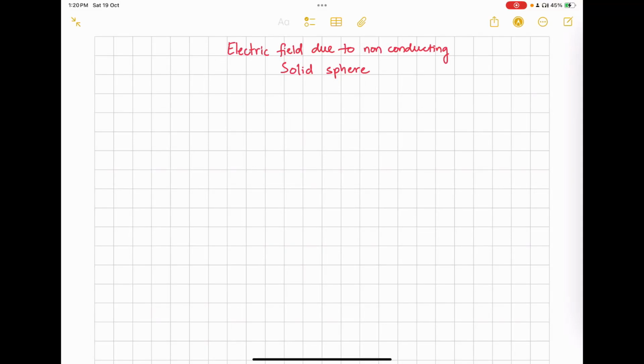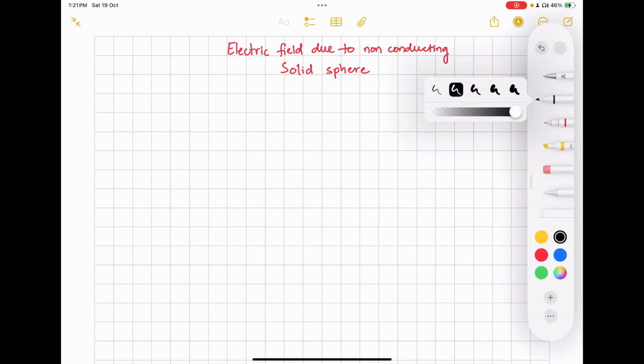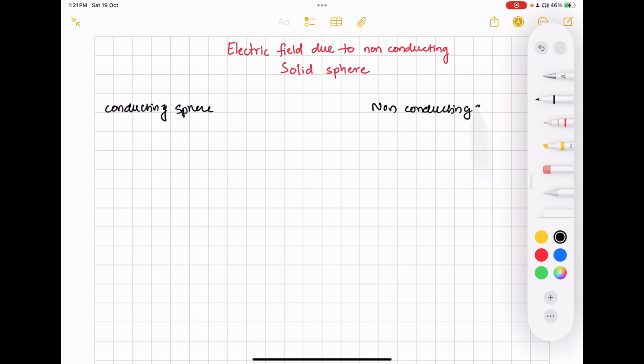Today we are going to study the electric field due to a non-conducting solid sphere. So what is the difference between a conducting sphere and a non-conducting sphere? In a conducting sphere, charges reside only on the surface.